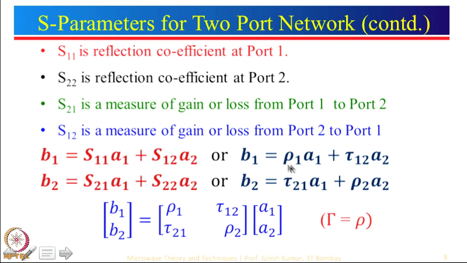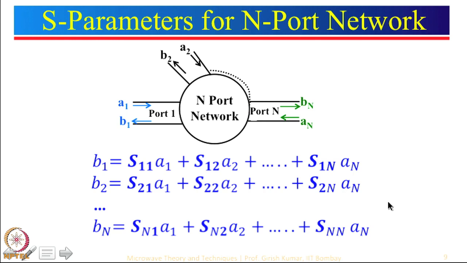What is S12? So that is a transmission coefficient 1, 2. What is S21? Transmission coefficient 2, 1. That means input is given at port 1, output is taken from port 2, and this is, you can say, reflection coefficient at port 2. So the same S parameter matrix now can be written in the form of reflection coefficient at ports 1 and port 2 and transmission coefficients at port 1 and 2. So just another way of representation of S parameters.